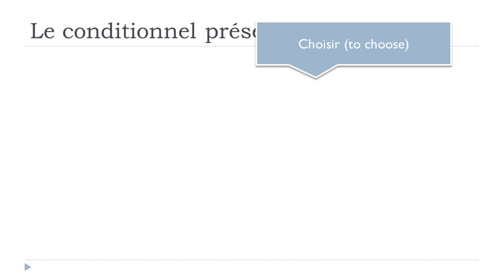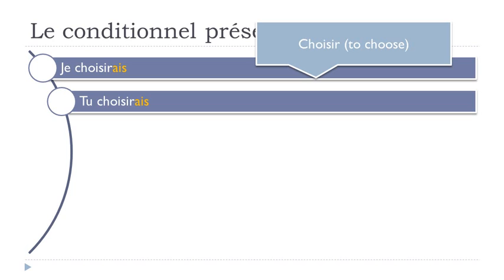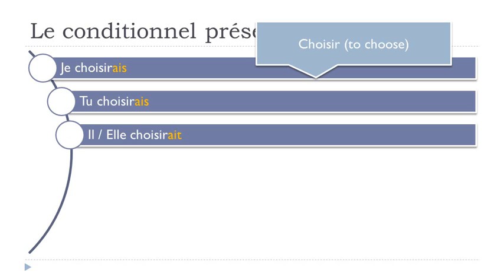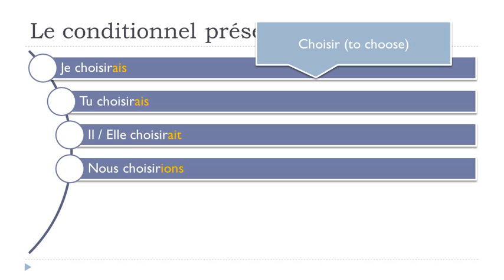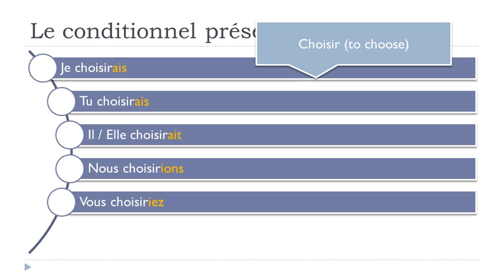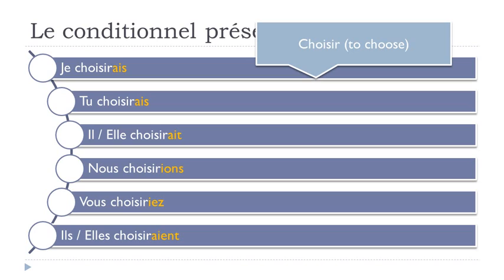Second example, choisir from the second group of verbs. Choisir is to choose. Je choisirais, tu choisirais, il choisirait, elle choisirait, nous choisirions, vous choisiriez, ils choisiraient, elles choisiraient.